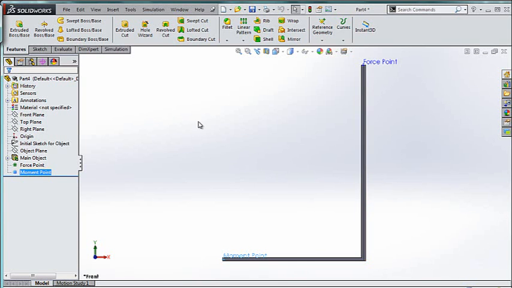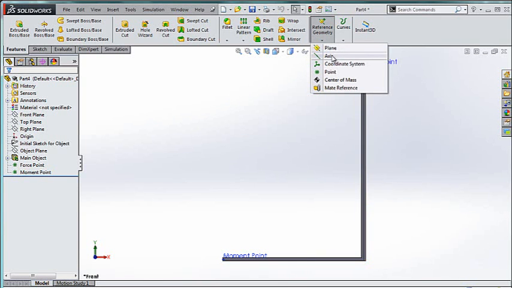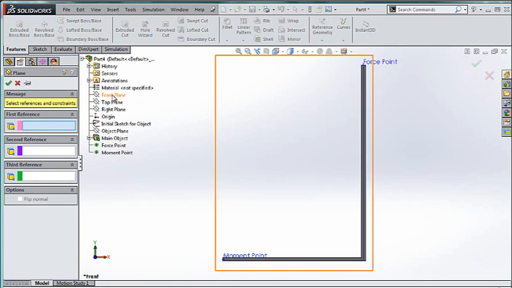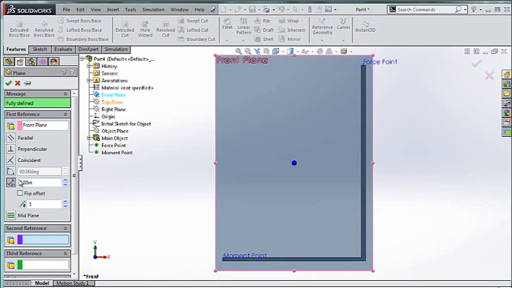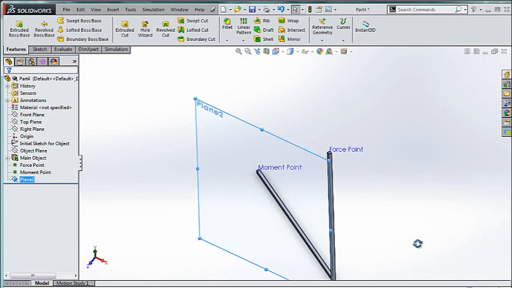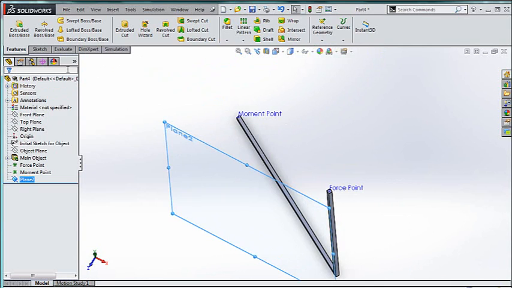So I come over here, and I'm going to create a new reference geometry of a plane. The plane is going to be away from the front plane by 3 meters. Beautiful. So if I show you my front plane there, it's 3 meters off my front plane. And this is my plane for force end point.